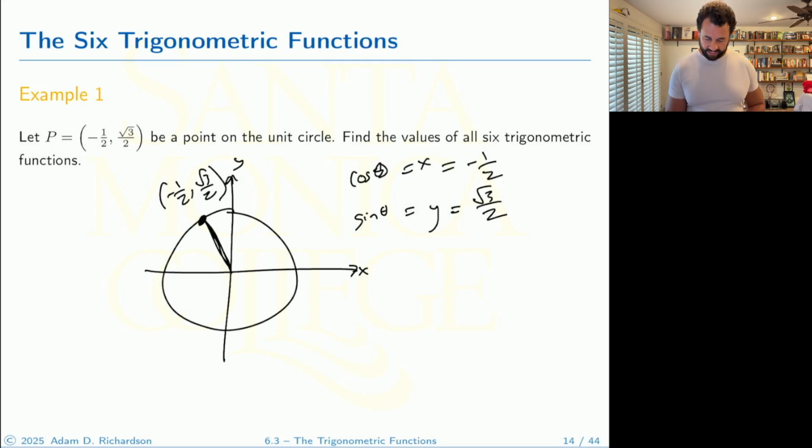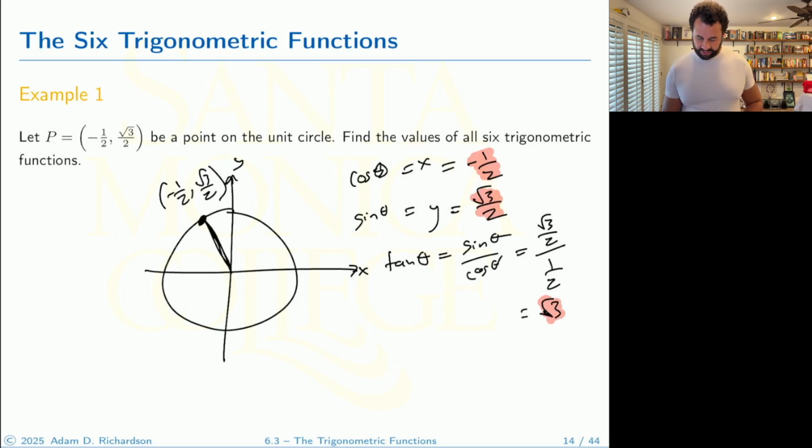What is tangent? Tangent is sine over cosine, which is root 3 over 2 over 1/2. And when we simplify that, we're going to get what? Flip, multiply, we get root 3. Okay, now let me highlight these for a second. We've got cosine, we've got sine, and we've got tangent. If we want to get secant, cosecant, and cotangent, you just take those results and reciprocate, and you're done. That's it. That's how quick and easy it can be.